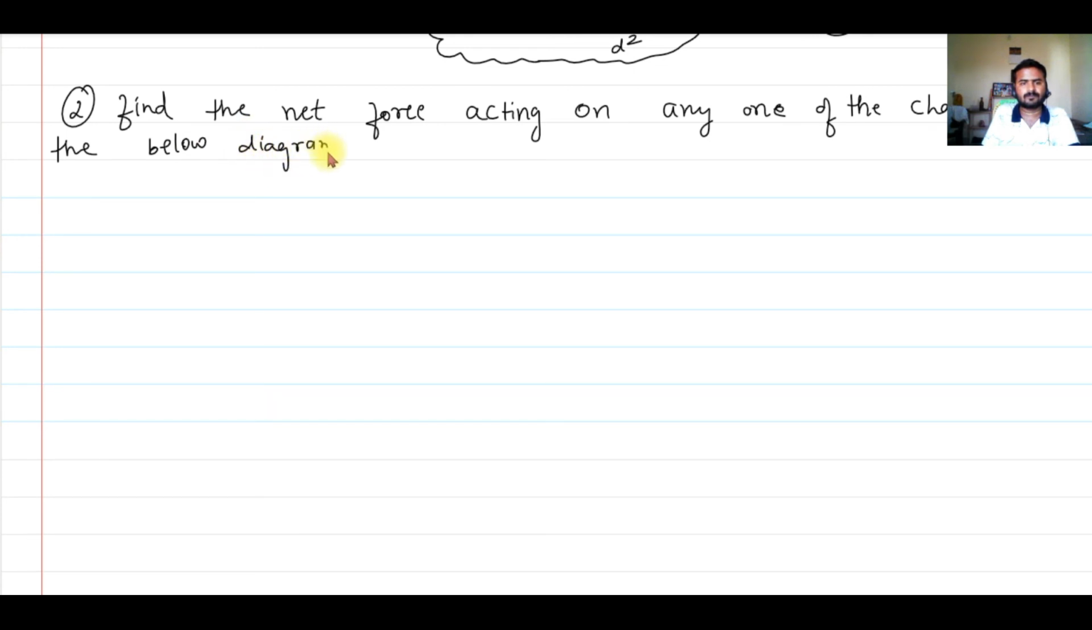Okay, so they have given an equilateral triangle. They have kept three equal charges at the corners of a triangle, and the side is d. The length of the side is d.